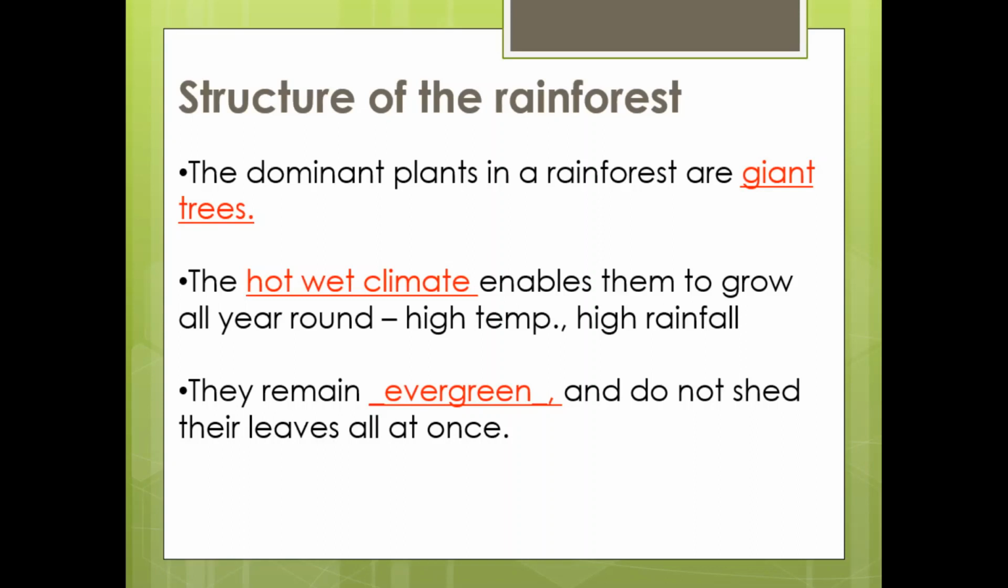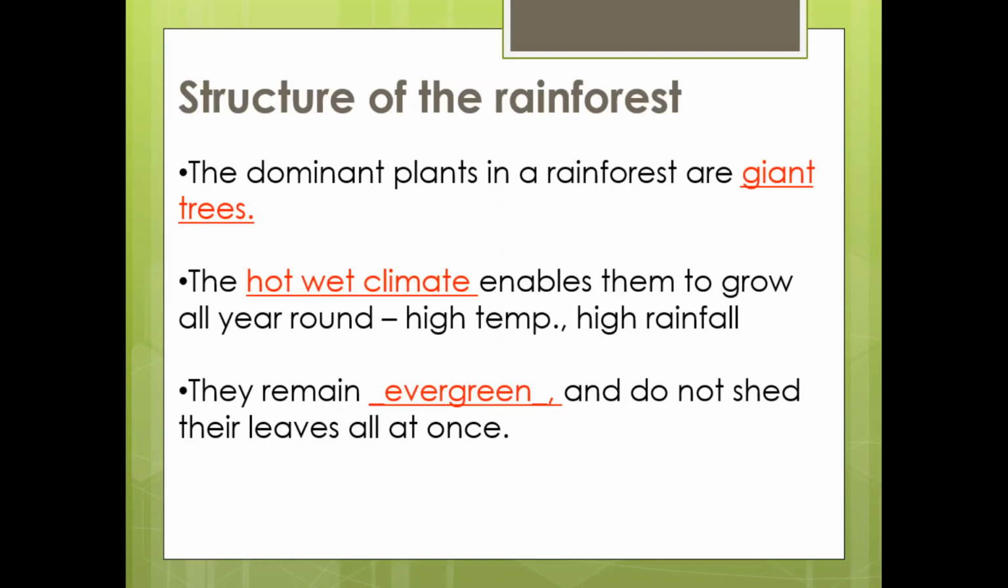So this is what's mentioned. The hot, wet climate enables them to grow all year round. High temperature, as mentioned, is around 27 degrees Celsius, and the total annual rainfall is about 2,000 millimeters. And this forest remains evergreen. This word evergreen actually means that they do not shed their leaves all at once.